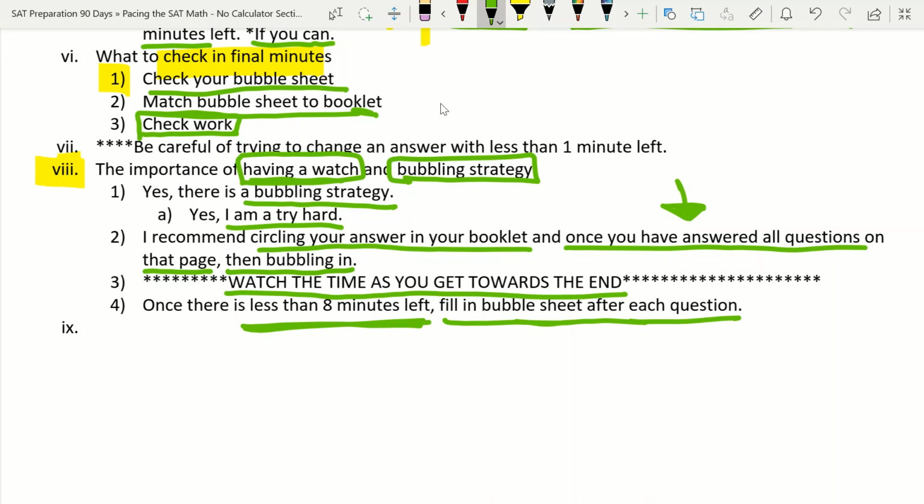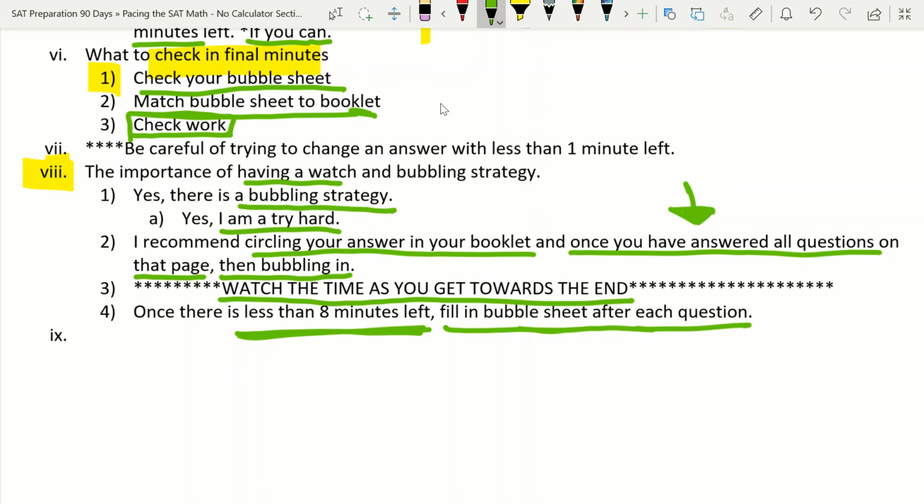All right, so then the next thing that I talked about is number 7, right? We skipped down to 8 just because I thought that we should talk about that before 6, but for number 7, I have a very, very key thing here. Be careful, okay? Why do we need to be careful? What do we need to be careful of? Be careful of trying to change an answer with less than a minute left, okay?